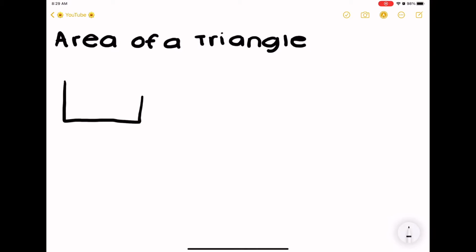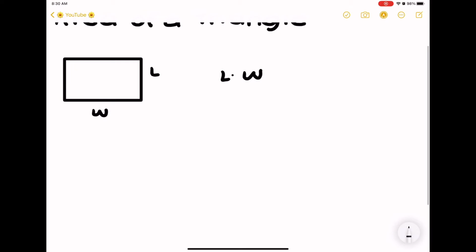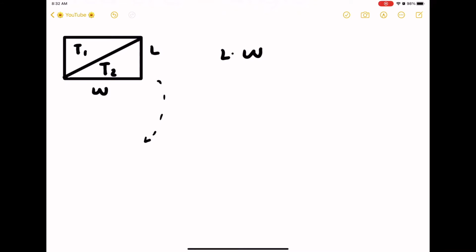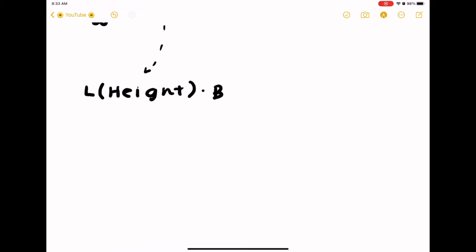So we all know the area of a rectangle, and that is length times width. Now you might be wondering, why do we need to know that for the area of a triangle? Well, let's say I divide this rectangle right here into two. What do we make? We make two triangles. So this is why it's important, because if we were to find the area of just the triangle, it will be the length times the height of the triangle times the width or the base of the triangle.